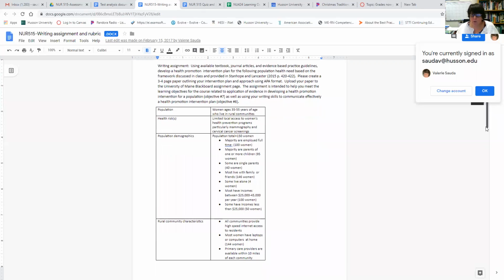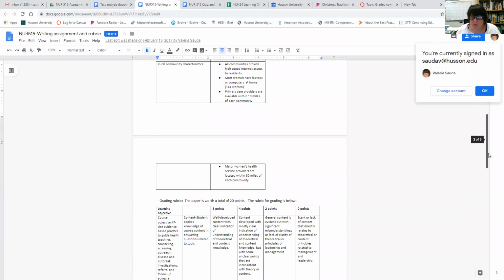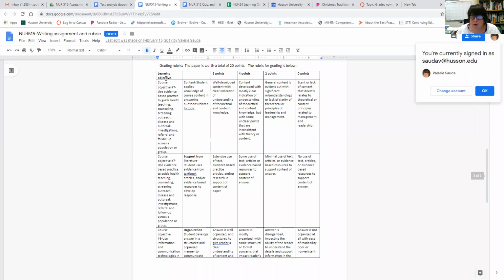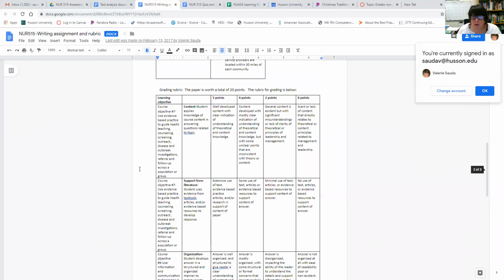So in this case, I was working on a rubric related to a population need and how students were assessing a particular population. So my grading rubric was developed, again, similar to what we did with the assessment plan. I have my learning outcomes here, and then I break it up into content, support, organization, and mechanics and style. Now, one thing I noticed in many of your rubrics, the point value can be variable.